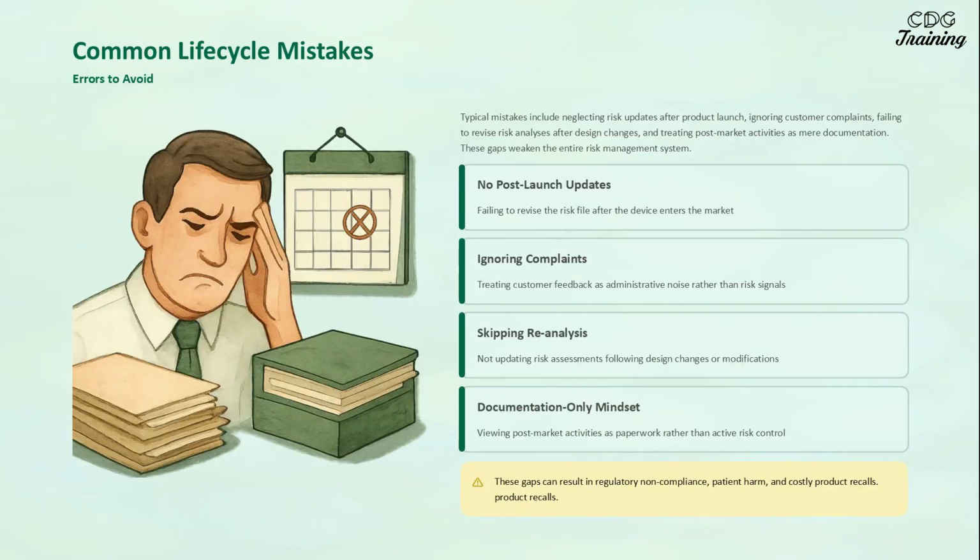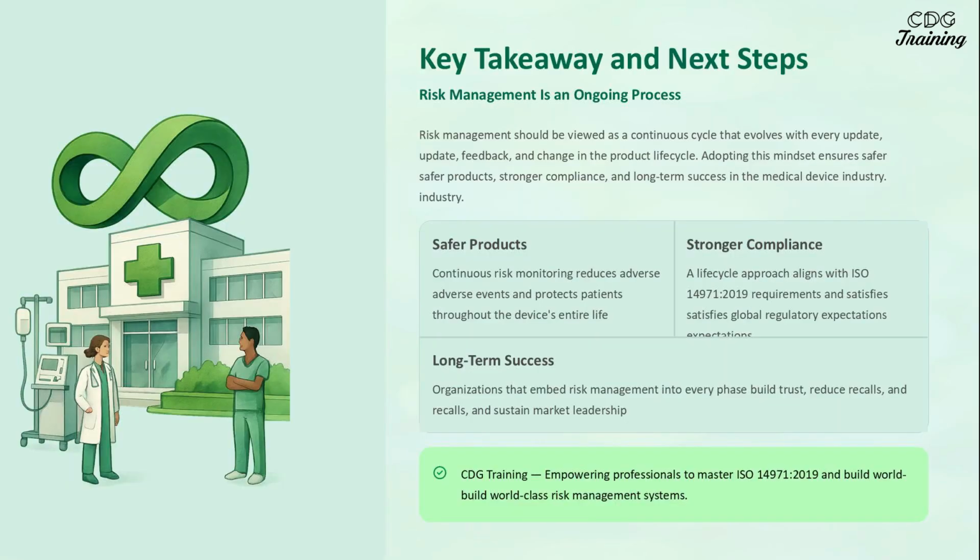Common mistakes include neglecting risk updates and ignoring complaints. These gaps can lead to regulatory non-compliance and costly recalls. Avoiding these errors is crucial for effective risk management. Risk management should be viewed as a continuous cycle that evolves with every update and change. Embracing this mindset ensures safer products, stronger compliance, and long-term success in the medical device industry.